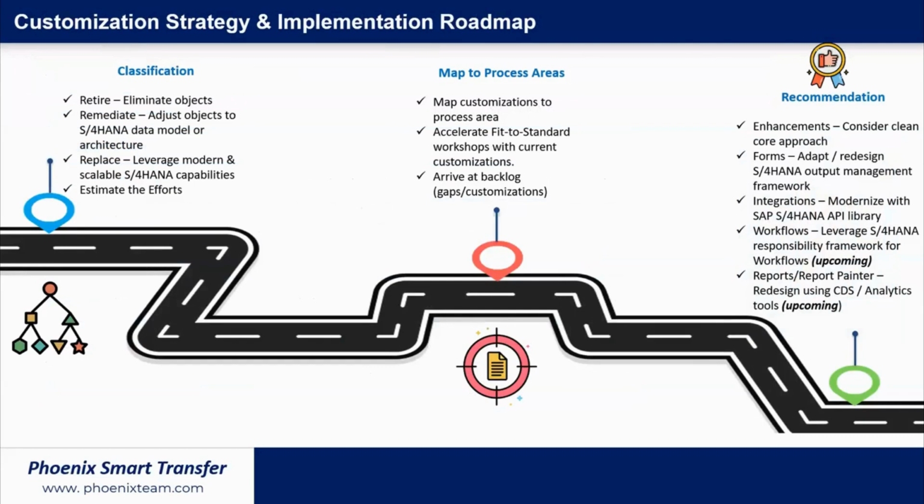Having covered your core processes and standard functionalities, the key area for any customer being on ECC for a decade or two is the amount of customizations they have in the current system. So as part of this tool, it's going to first classify these objects as retire, remediate, or replace. Retire is where the decision is made to eliminate those objects. Remediate classifies the object as mission critical.